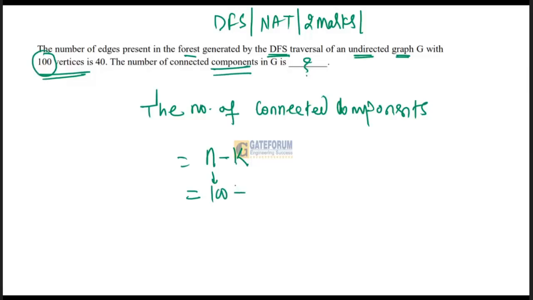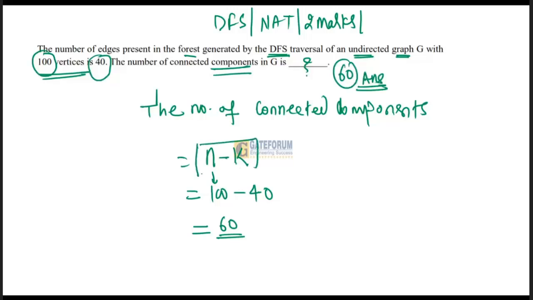If you can see the graph with 100 vertices, this undirected graph, the number of edges present in this forest, the value of k is also given, that is 40. So if I subtract it, I get 60. So at the end, the number of connected components in this DFS traversal of the undirected graph is 60. So the correct answer is 60. Just a formula based question. I hope it is clear. You only need to know this formula and nothing else.